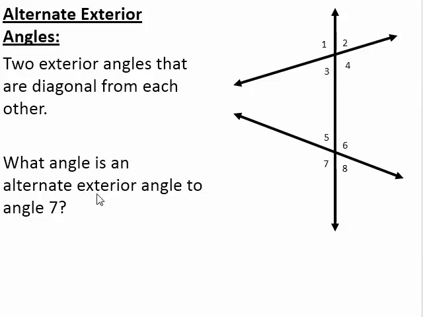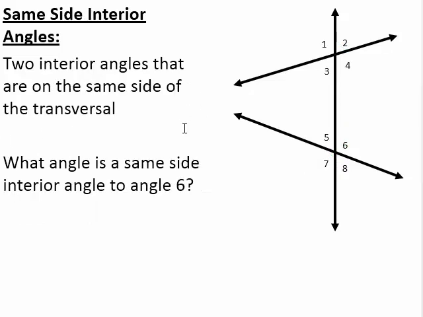So what angle is an alternate exterior angle to angle 7? When we locate angle 7, you go on the opposite side of that transversal and you find the exterior angle that is on the opposite side of that transversal, or diagonal from angle 7, and you land on angle 2. Angle 2 is an alternate exterior angle to angle 7.